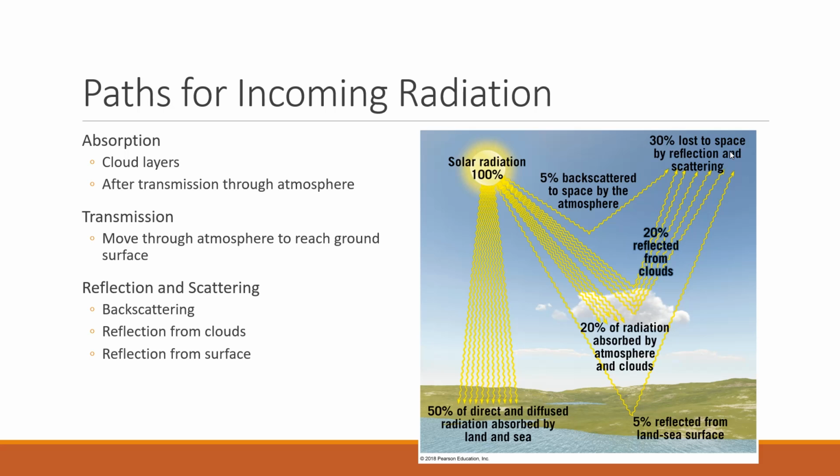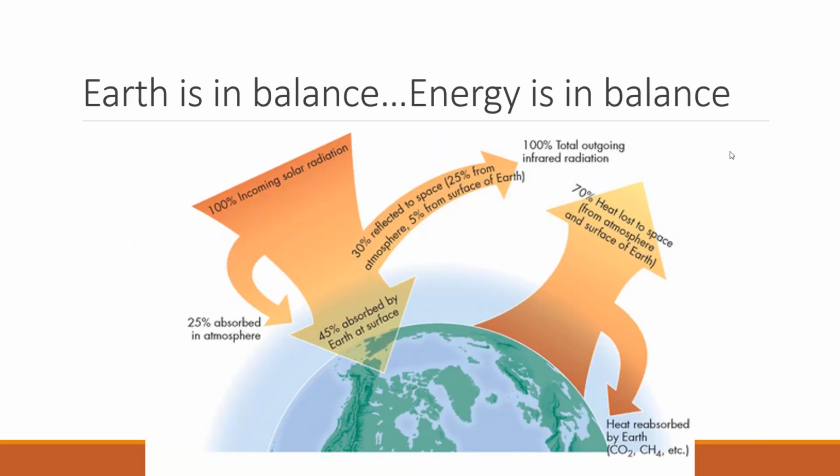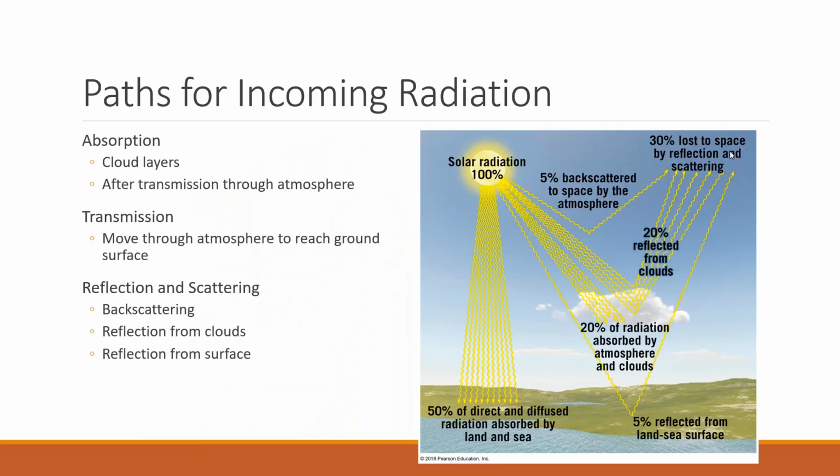And then we can have reflection and scattering. So we can have reflection before it even really gets into the atmosphere. That's called backscattering. We can have reflection from our cloud layers. And then we can also have reflection from the surface. So basically, there are many paths this energy can take. And again, we're in a balance of some sort. So we can have these different paths.